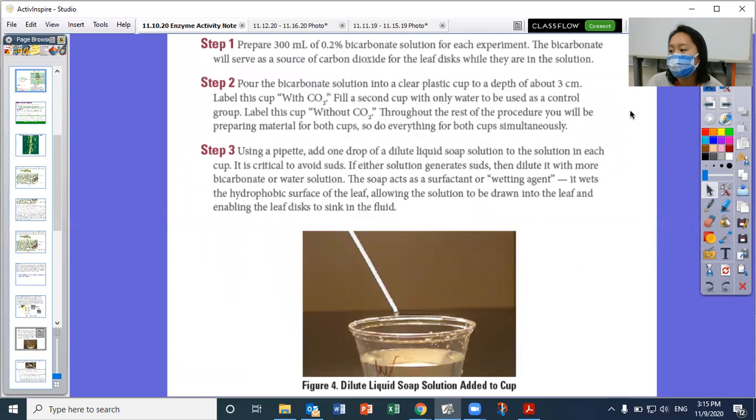Afterwards, I will be putting them into the cups with their respective solutions, one with baking soda and one without baking soda. And note that there is a drop of dilute liquid soap added to each of the cups, because without the soap, you actually can't fully extract the gases from within the leaves. It has to do with the stoma being open and the leaves having interactions with the cells inside of them. So they're going to hold on to gases because that's part of their survival. So the soap actually helps remove all the gases since these leaves are going to be dead anyways.